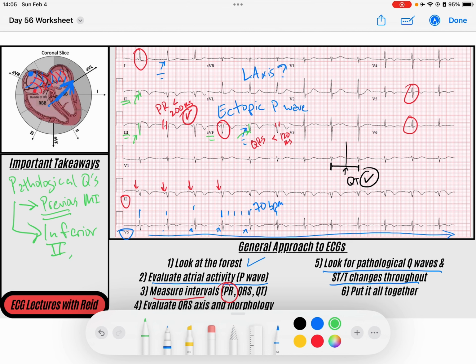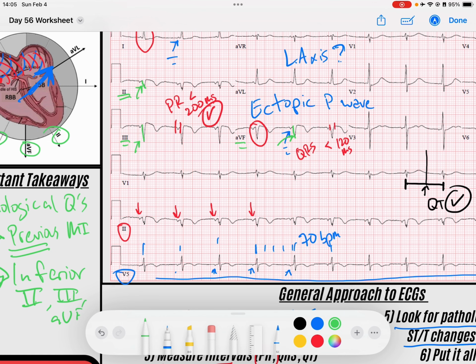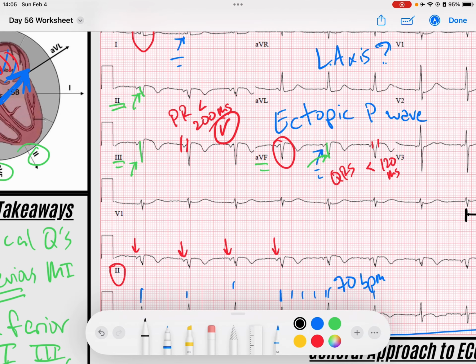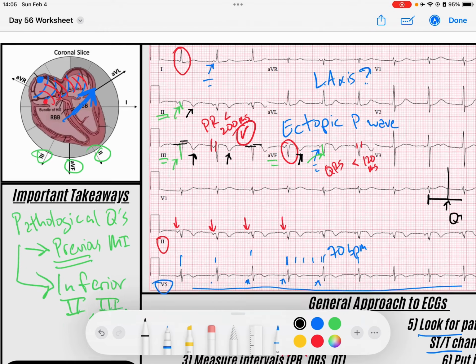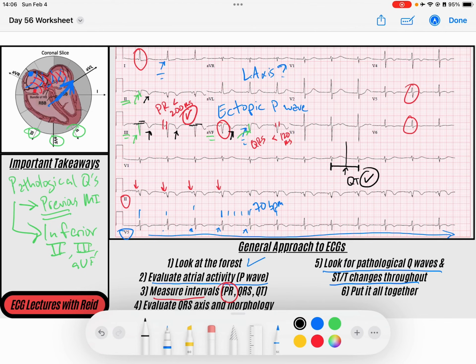So we've got pathological Q waves here in the inferior leads. Those are leads 2, 3, and AVF, right? What you also notice is there might even be just a little tad hint of ST elevation here, just maybe a tad, and we've definitely got these T wave inversions as well. The ST and T waves don't look great in these leads.